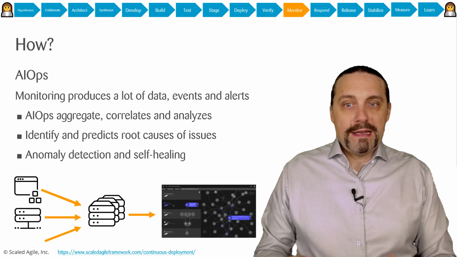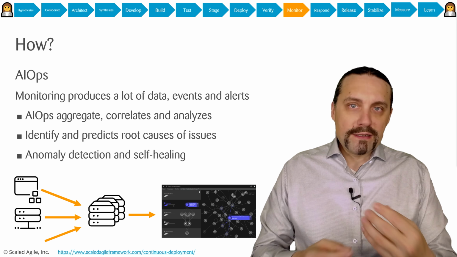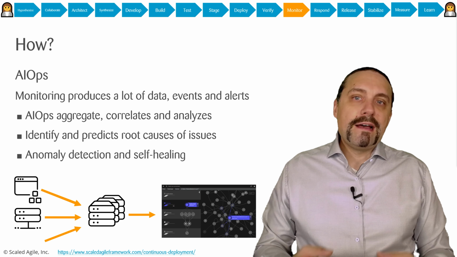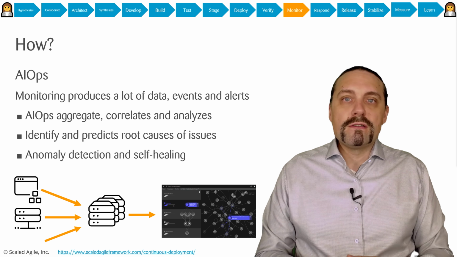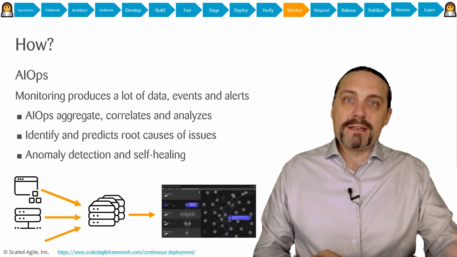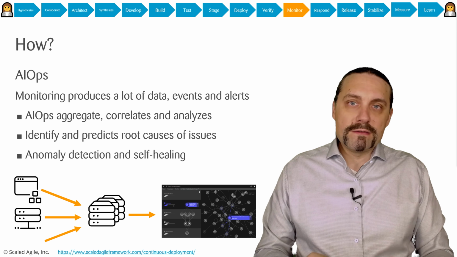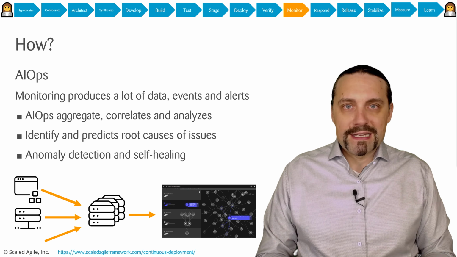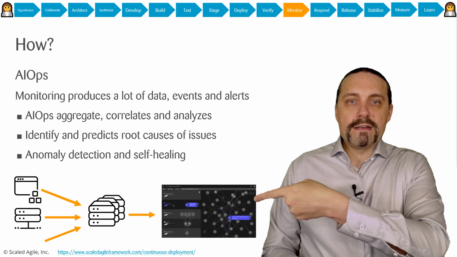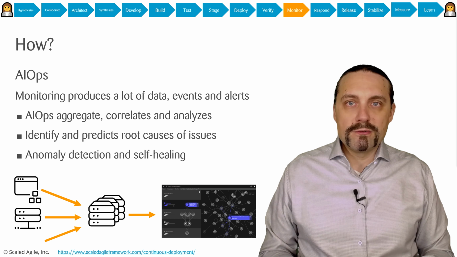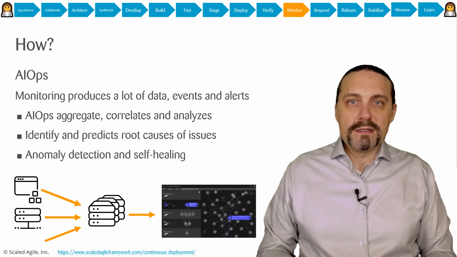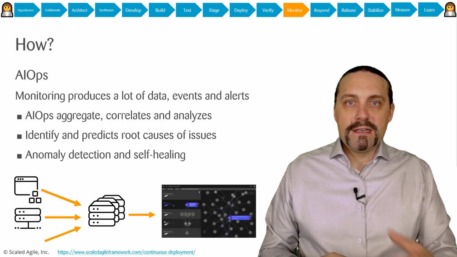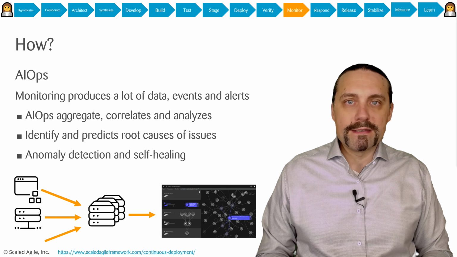AIOps will aggregate all of the data, it will correlate the data and analyze the data. AIOps can identify and also predict root cause analysis so that we can track down issues. And of course, it is also able to detect anomalies in our application landscape. You can see here an example of such an AIOps tool where you can see all of the dependencies which you have in your application landscape and where you can track down issues through all of these dependencies.